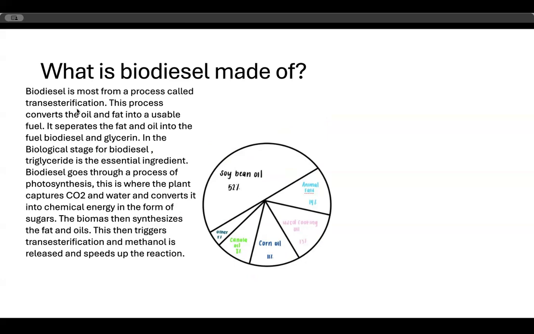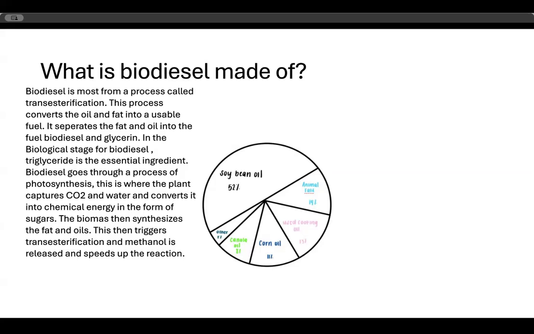from a process called transesterification. This process converts the oil and fat into a usable fuel. It separates the fat and oil into the biofuel, biodiesel, and glycerin. In the biological stage for biodiesel, triglyceride is the essential ingredient.